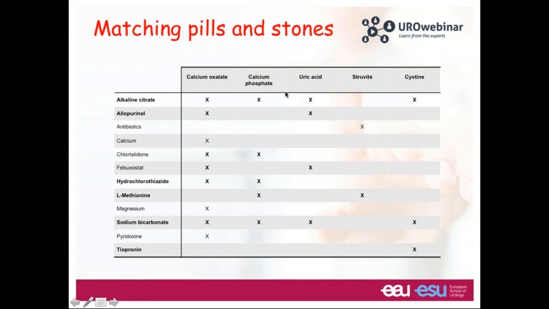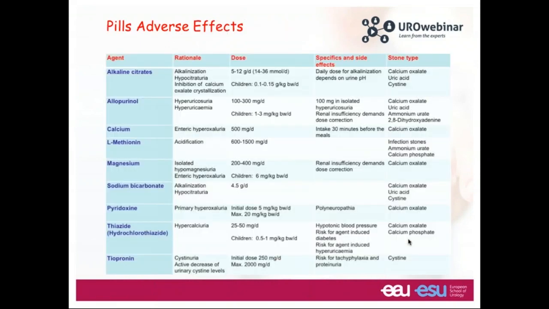And if you remember this table, you see that for struvite stones, there are a couple of drugs that you need, like L-methionine for acidification, and of course the antibiotics. And for cystine it is alkalinization and the chelating agents. So there are not a lot of medications that you have to remember for your stone patients. But they can also cause adverse effects, and you have to know them. I won't go through all of them for this webinar, but it's very important to have a small table and remember the adverse effects of the medications that you provide to the patients.